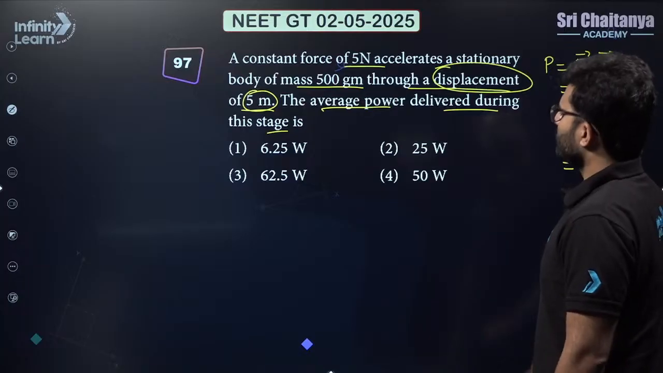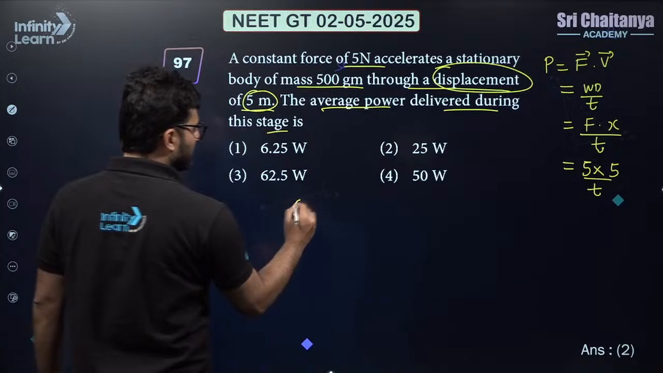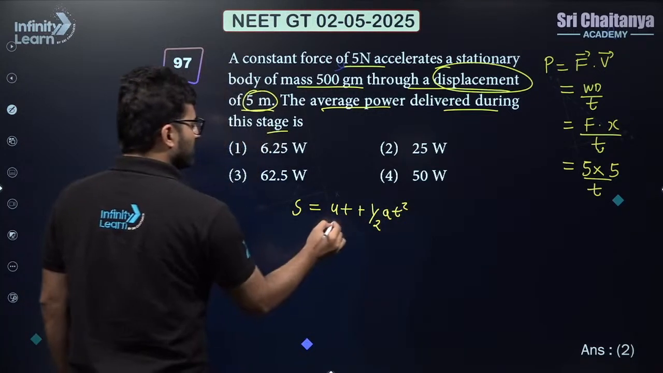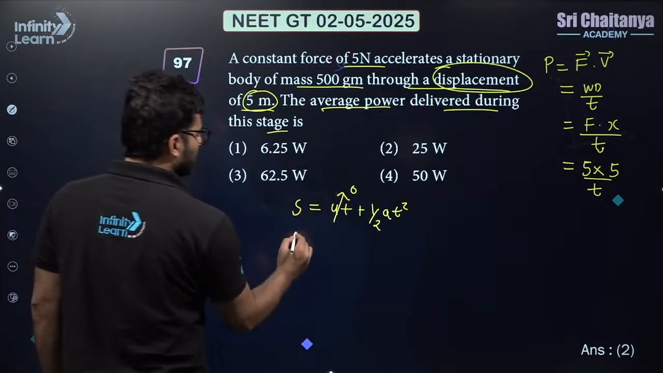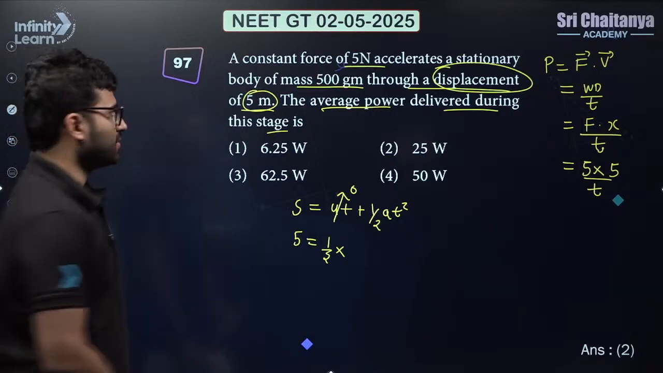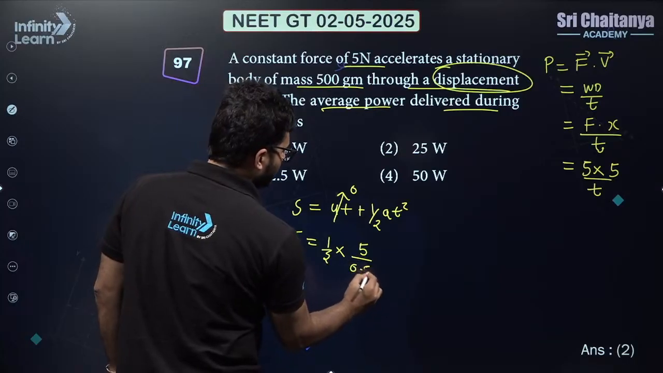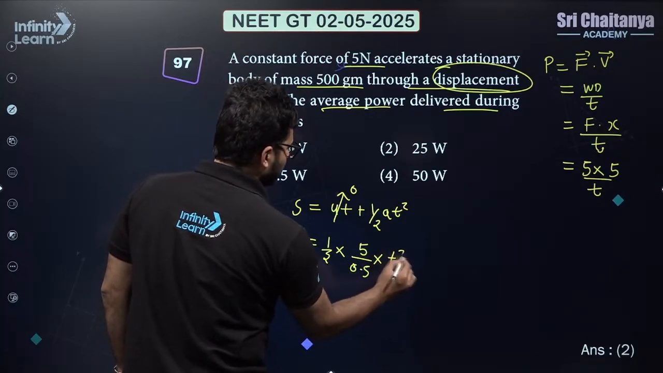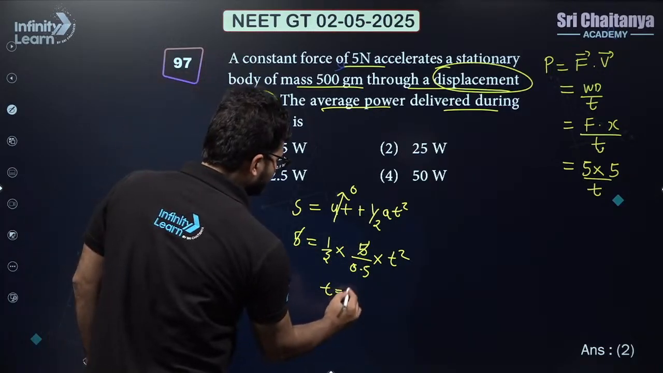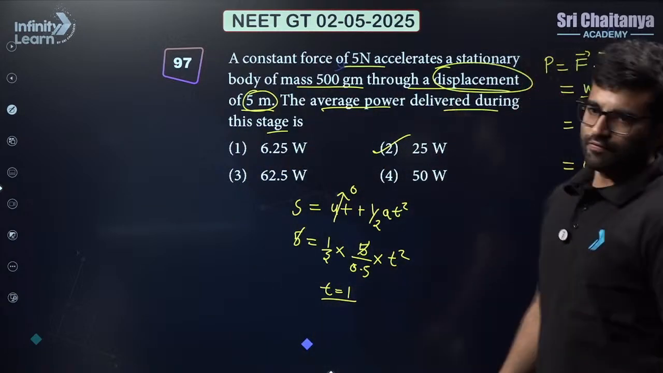Time, do we know the time? No, we don't know the time, right? So we'll have to calculate the time. You can calculate the time by the same equation, S is equal to ut plus half at square. Initial velocity is 0, so this is 0. Displacement is 5 meters, half. Acceleration is force per unit mass. Force is 5 newtons, mass is 500 grams, or 0.5 kg, multiplied by t square, correct? From here you will get t as 1, right? And you can put that in and you'll get the answer as 25 watts.